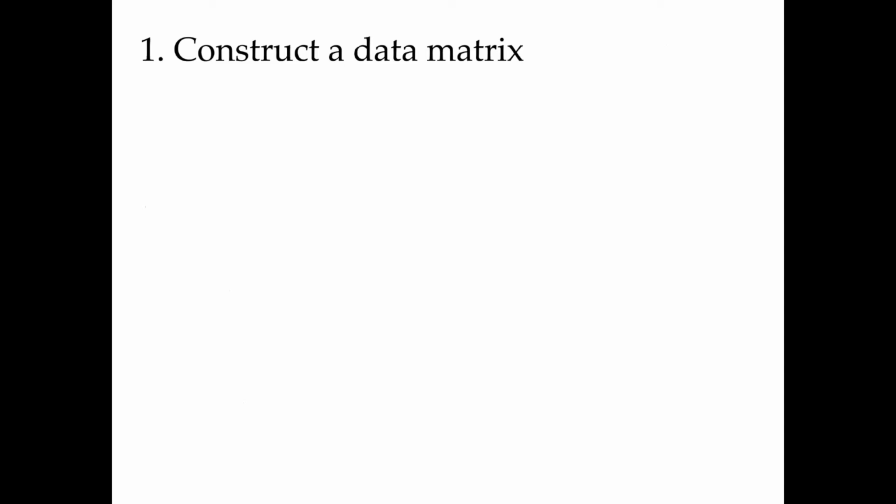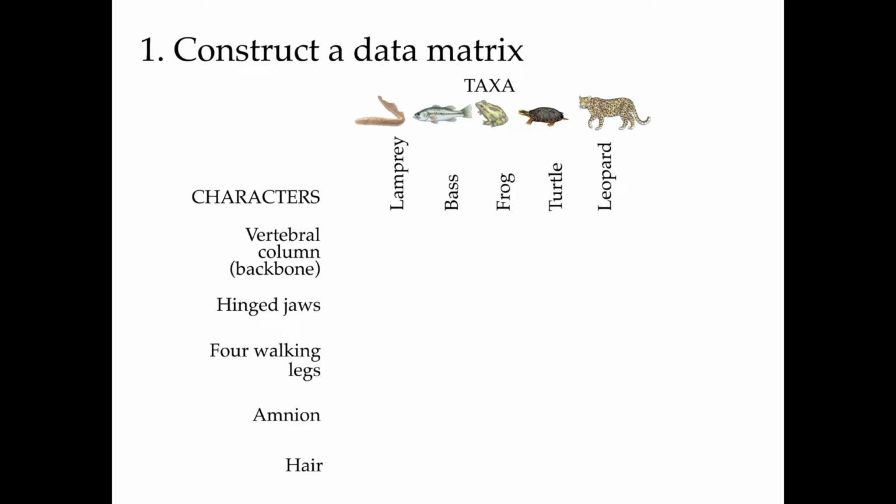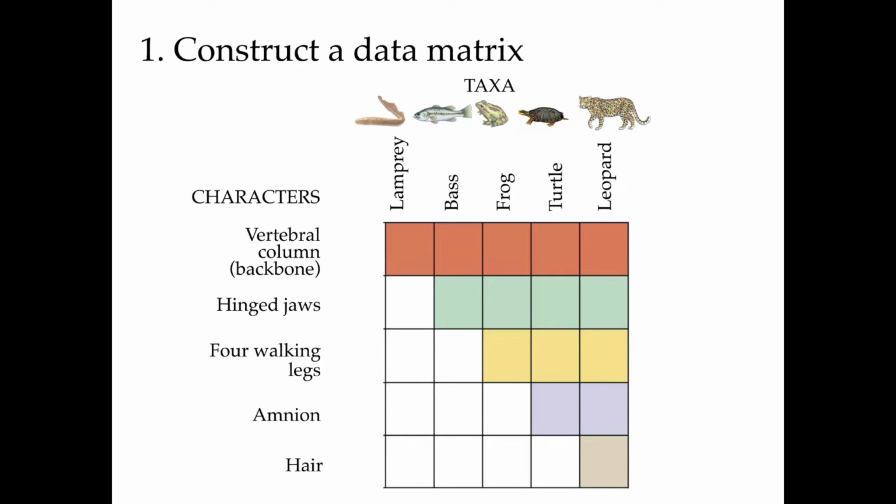Let's give one example here. This is the taxa, or the group of organisms I want to study the relationship among. So I have a lamprey, a bass, a frog, turtle, and leopard. I choose the organisms. What are the characteristics I'm going to use to study this relationship among them? Those ones. So I have the backbone, the hinged jaws, 4 walking legs, an amnion, and hair. Now I have to construct a data matrix.